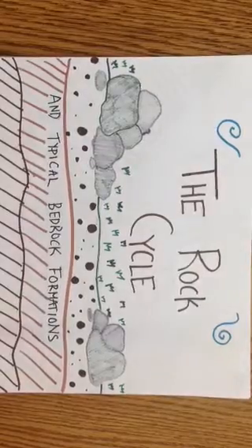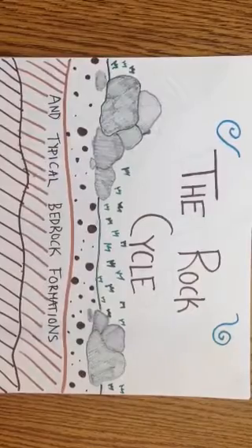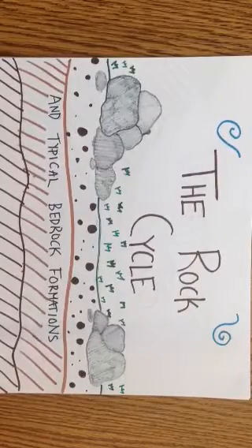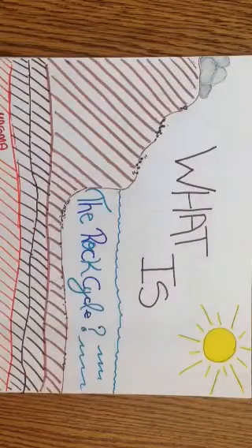Talk about the rock cycle and typical bedrock formation in Canada. And no, we aren't talking about beds made out of rocks. Bedrock in geography is the hard rock underneath the Earth's surface, made out of minerals and soil. So what is the rock cycle? Well, the rock cycle is the cycling of geological material through different forms depending on conditions on the Earth's crust.